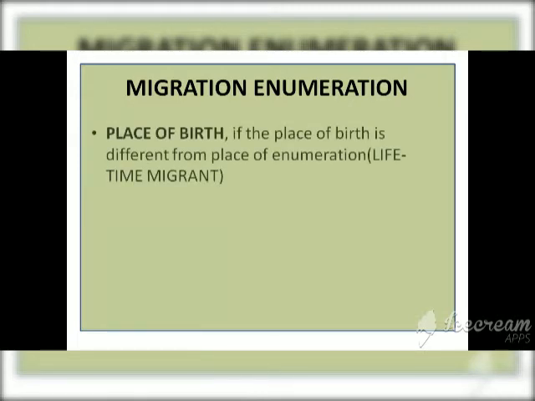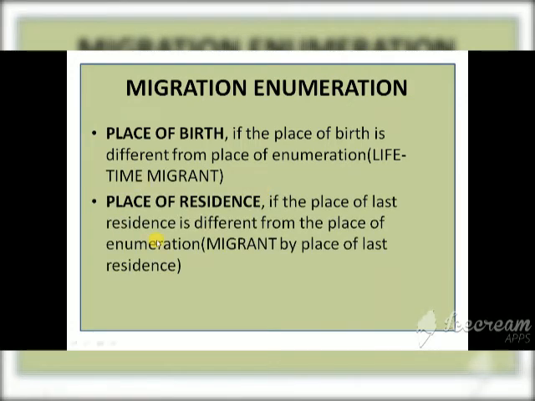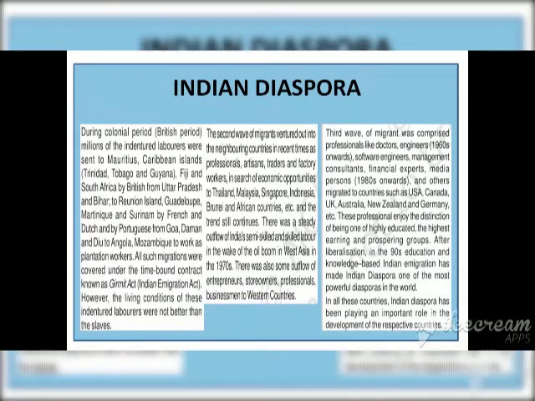Next, migration enumeration, that means how migration data is collected during a census. First, it is based on the place of birth. If the place of birth is different from the place of enumeration, then the person is a lifetime migrant. Then we have the place of residence. If the place of last residence is different from the place of enumeration, then it is migration by place of last residence.